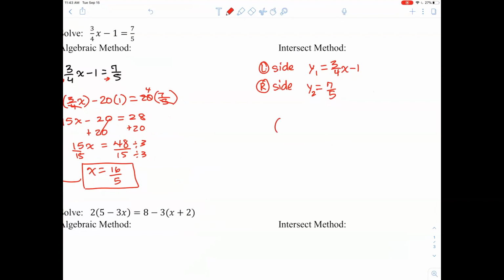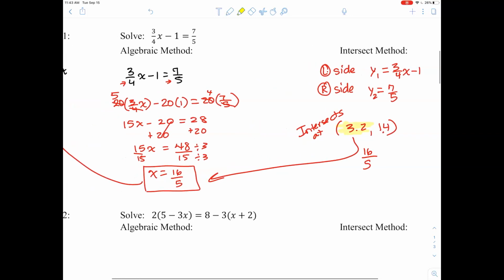So we would get an intersection at 3.2, 1.4, and that was our interest. What is x? So we made the calculator solve for x, and then if we were to convert that to 16/5, it actually is 16/5.